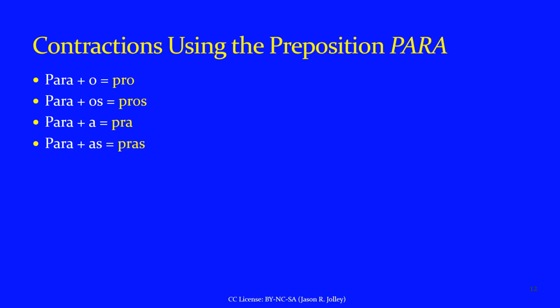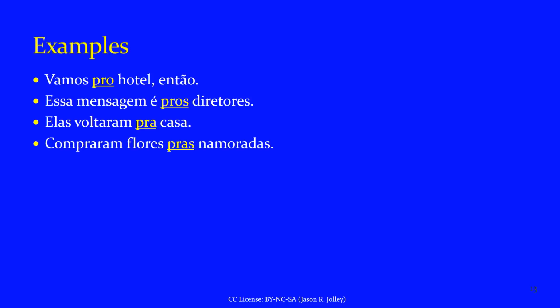So, the preposition para contracts with the definite articles, yielding these forms, the ones you see on the slide, which usually means something close to for the or to the. All right, so let's look at some examples of those contractions formed from para plus definite article. First one is pro. Vamos pro hotel então. Let's go to the hotel then.